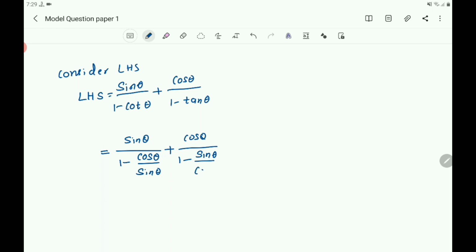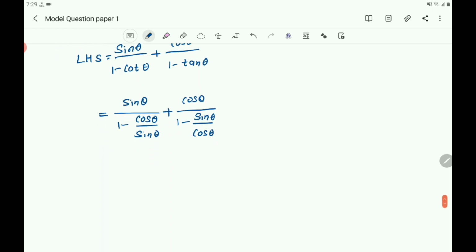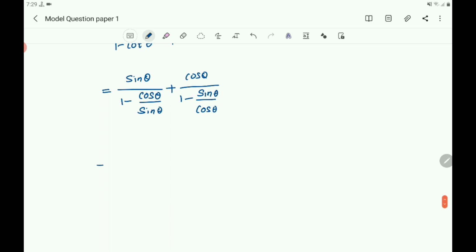Sin theta by cos theta. That equals sin theta, and to solve the denominator take the LCM, sin theta. LCM is sin theta. Then the numerator becomes 1 into sin theta. It is nothing but 1 means 1 by 1. So 1 into sin theta is sin theta.